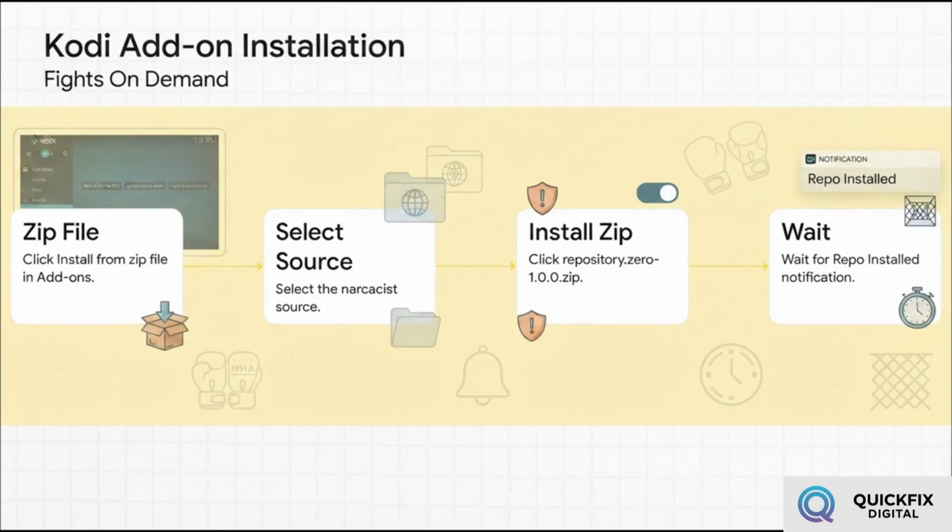Next, select that narcassist source we just created, and click on the file named repository.0-1.0.0.zip. If you happen to see a newer version number sitting there, always choose the newest one. Now, the absolutely crucial point here is patience. Hands off the keyboard. You must wait a few moments until you see a small notification pop up at the top right of your screen confirming repo installed.